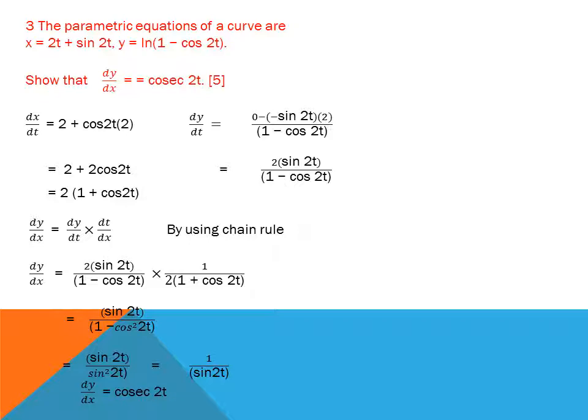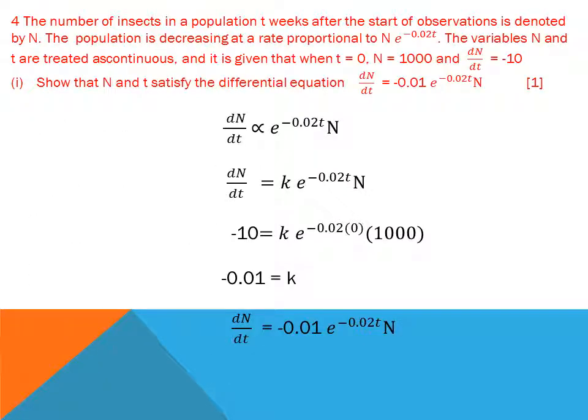I use the identity here: 1 minus cos square theta is equal to sine square theta, and 1 minus sine square theta is equal to cos square theta. I used 1 minus cos square 2t is equal to sine square 2t. Sine 2t is cancelled out with sine square 2t, and I will get the final value of 1 over sine 2t. When I change this identity, it becomes dy over dx is equal to cosecant 2t.